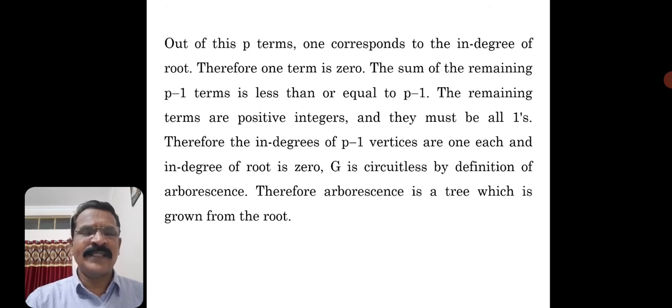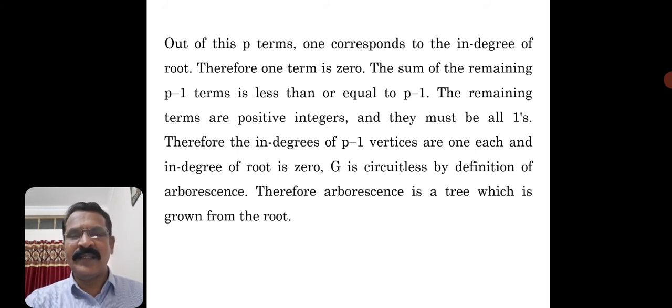Therefore, one term is 0. The sum of the remaining p minus 1 terms is less than or equal to p minus 1. Definitely, the remaining terms are positive integers and they must be all ones. Therefore, the in degrees of p minus 1 vertices are 1 each, and the in degree of the root is 0. So what you can say is G is circuitless, by the definition of arborescence.